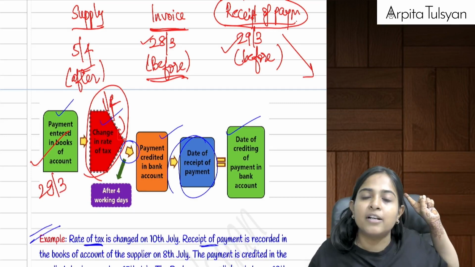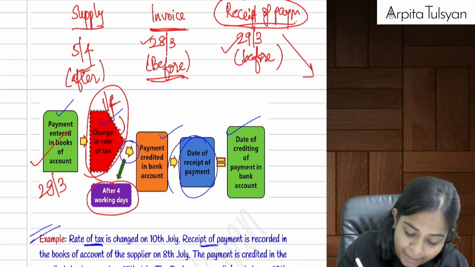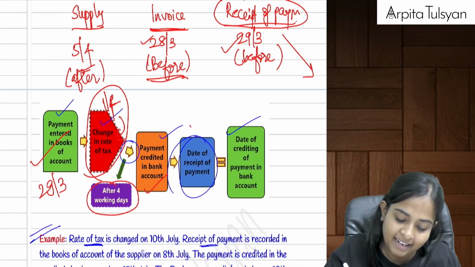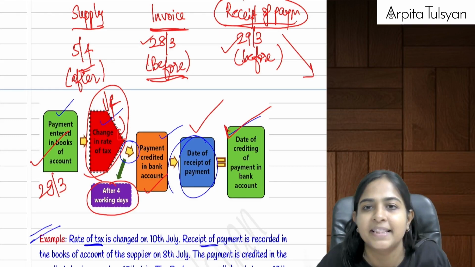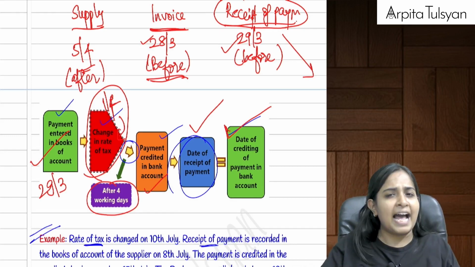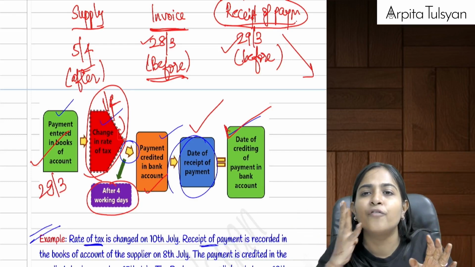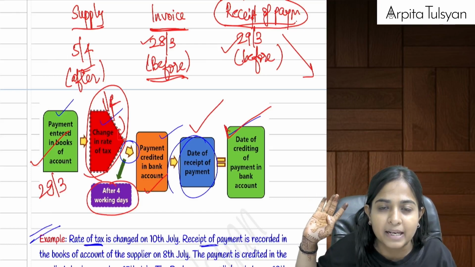Then let's keep the receipt of payment definition same as before. But if the payment is credited in the bank account after 4 working days, then receipt of payment is equal to date of crediting of payment in the bank account. Means as soon as the rate changed, if the money is getting credited in your bank account within 4 days, you are genuine. Old definition, that is whichever is earlier, will be applicable.